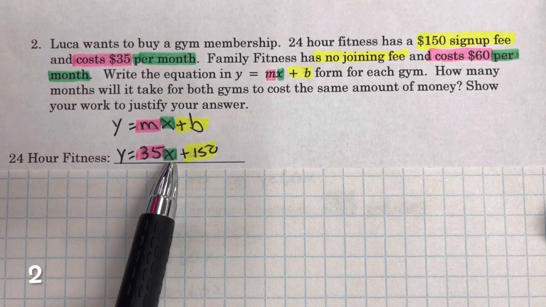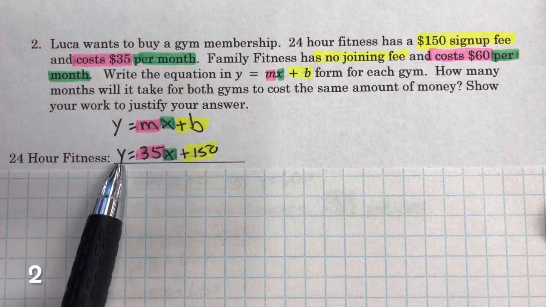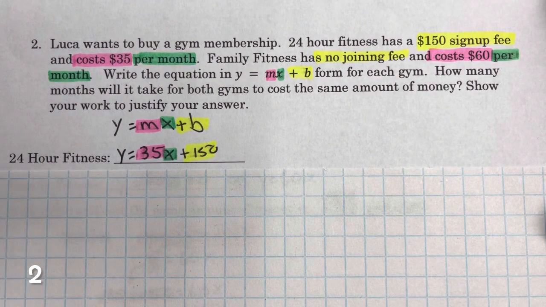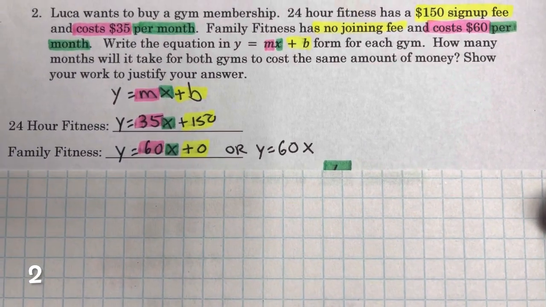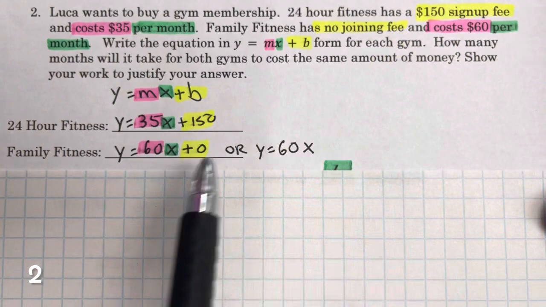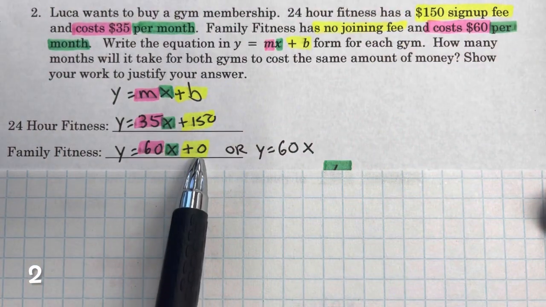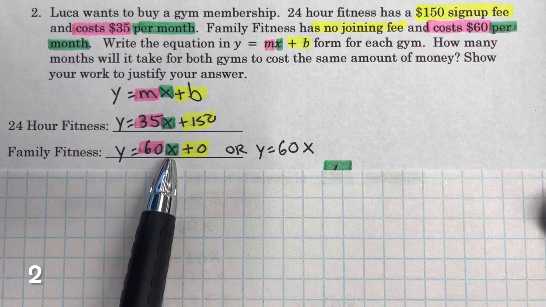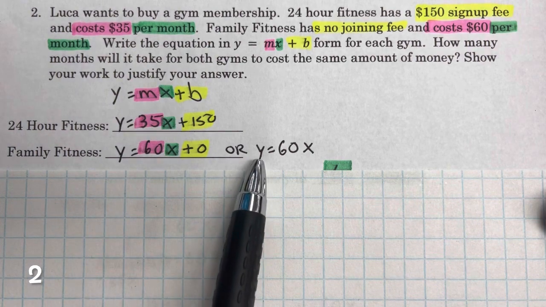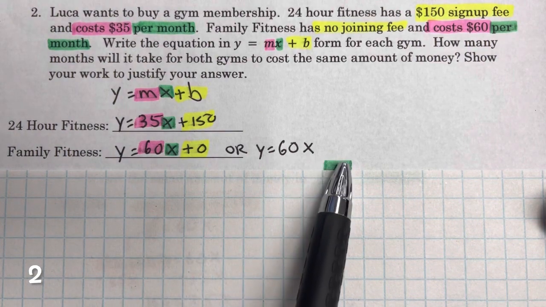And x represents the number of months. y will equal the total cost. For Family Fitness, there is no joining fee, so it costs $0 to sign up, but $60 per month. You could also write it as y equals 60x.